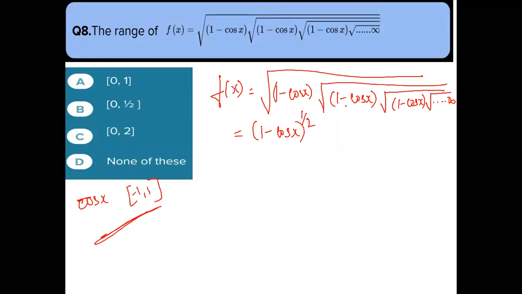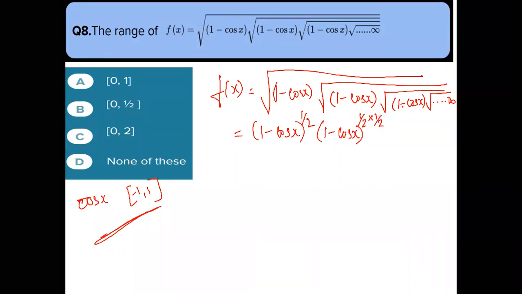When you go to the second part, what happens? There is one square root, and one more square root. So you have 2 times 1/2. The square root is there twice. So how can you write that? 1 minus cos x to the power, one half, and again you have half. Good, Dikshita. It is to the power 1/4.